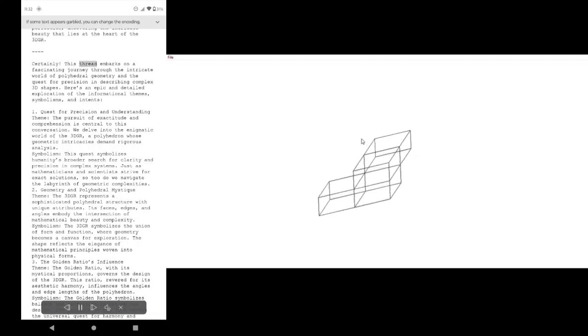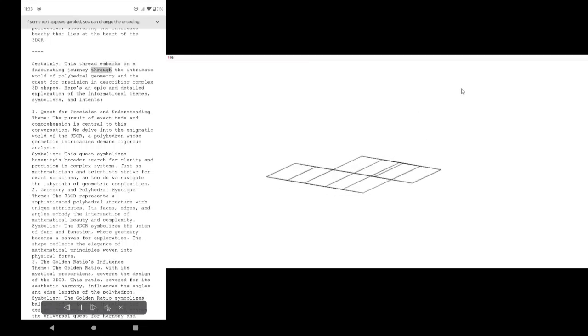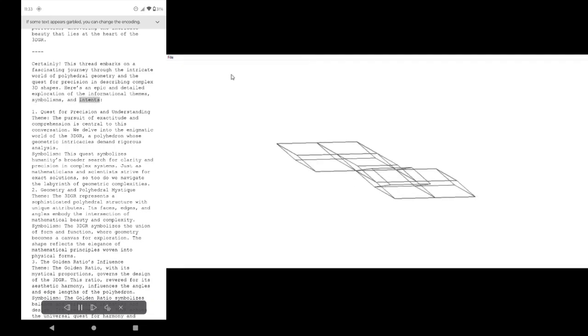Certainly, this thread embarks on a fascinating journey through the intricate world of polyhedral geometry and the quest for precision in describing complex 3D shapes. Here's an epic and detailed exploration of the informational themes, symbolisms, and intents.